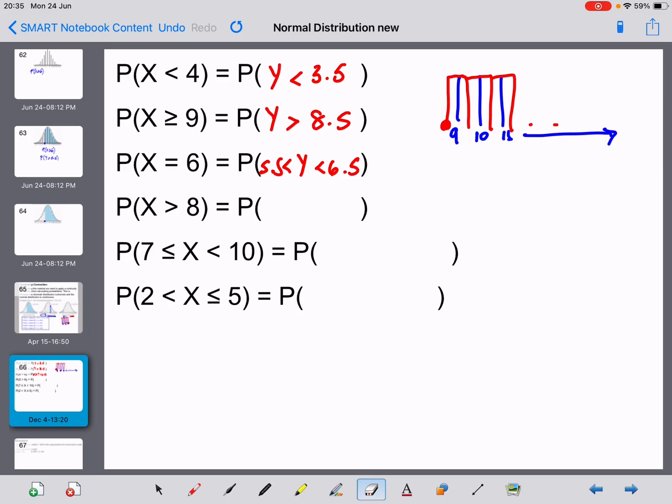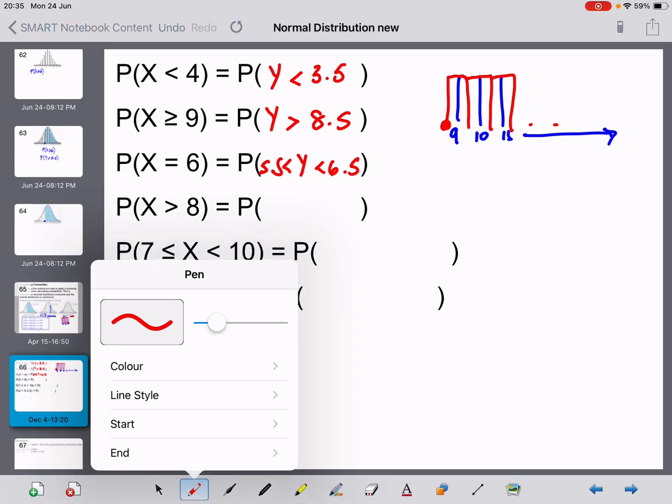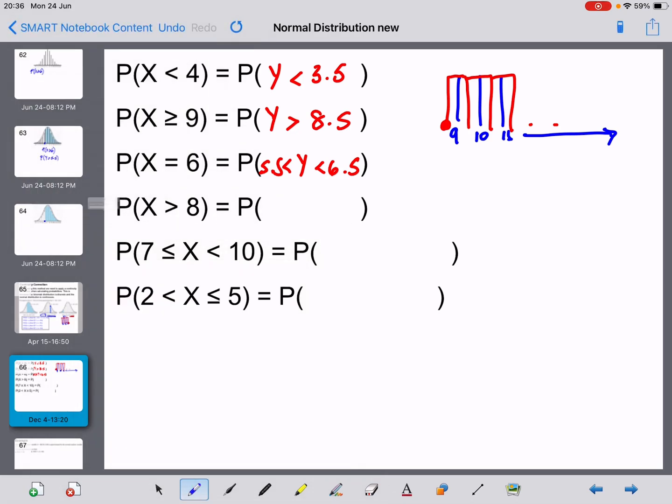Greater than 8. Well, the first whole number greater than 8 is 9. So we want 9, 10, 11 onwards, etc. So actually, in terms of diagram, it's going to be the same as the top one. Those sticks are going to get fat. 9 will go down to 8.5. So that's going to be y is greater than 8.5.